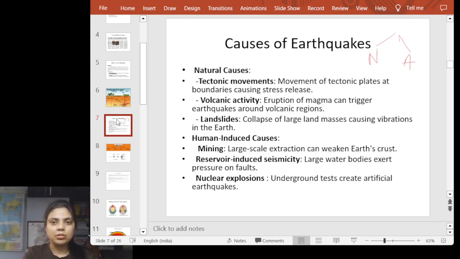Next is volcanic activity. Eruption of magma can also trigger earthquakes around the volcanic region. Another is landslide. Collapse of a large landmass can create a situation like an earthquake, and we have seen this kind of earthquake in the Uttarakhand region.